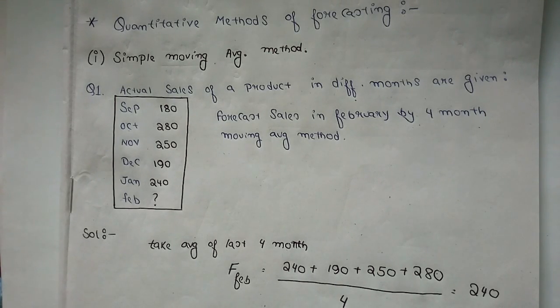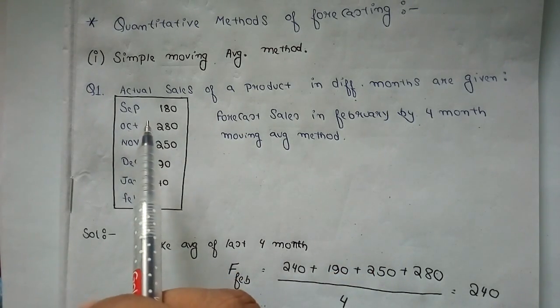Okay, so first of all we will start with the simple moving average method. We will also see the weightage moving average method, exponential moving average, and the regression analysis method. So firstly, our first method is the simple moving average method. This is a very simple method. We already know this method. Simply, we are going to understand it with the help of one example.